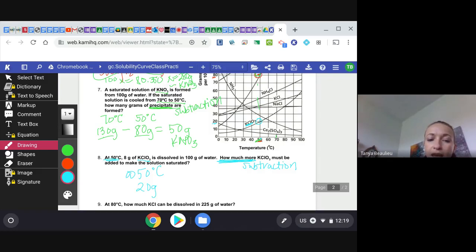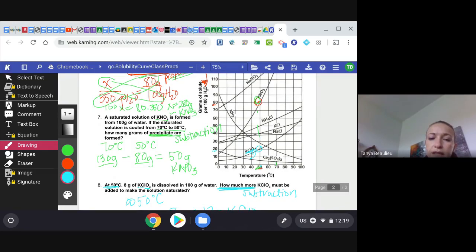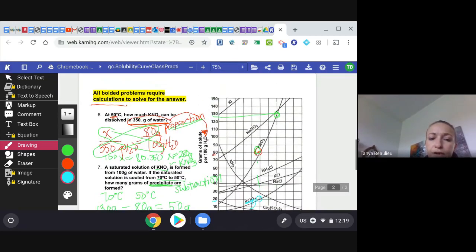But I don't have 20 grams of solute in the solution. I only have 8 grams. So I'm like down here. I would need to add then 12 more grams to get it on the line to make it saturated. 20 minus 8 is 12 grams. So I would need to add 12 more grams of potassium chlorate to make it a saturated solution. So those are the 3 types of problems you're going to see. How much more is a subtraction problem. Precipitate is a subtraction problem. And a different amount of water, and by different, I mean different than 100 grams, that is going to be a proportion problem.